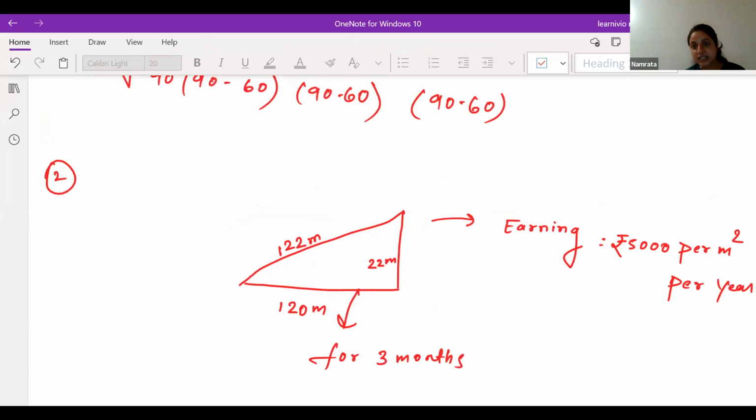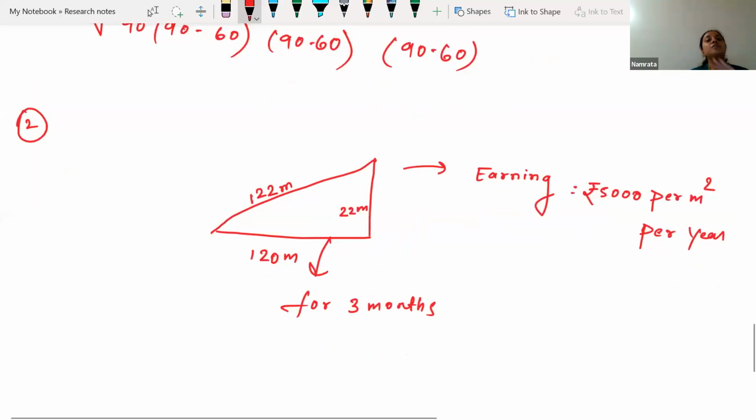Now, how is the pricing decided? Here, the pricing is given in our question: rupees 5,000 for 1 meter square area for 1 year. So first we need to find the area of the wall, because the total wall is used. We need to find how many meter squares the area is, because 5,000 rupees is for 1 meter square. So let's find exactly what the area of our wall is.